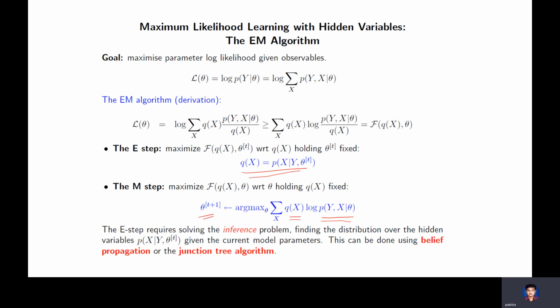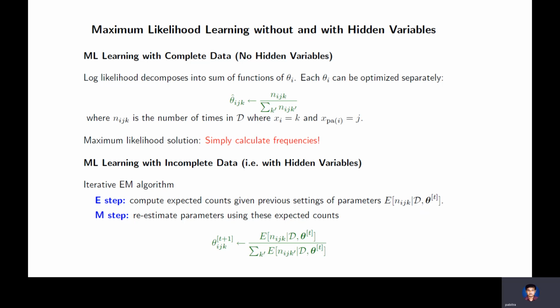And these two steps, the E step and M step, you repeat, and you'll converge to the maximum likelihood values of the conditional probability table.